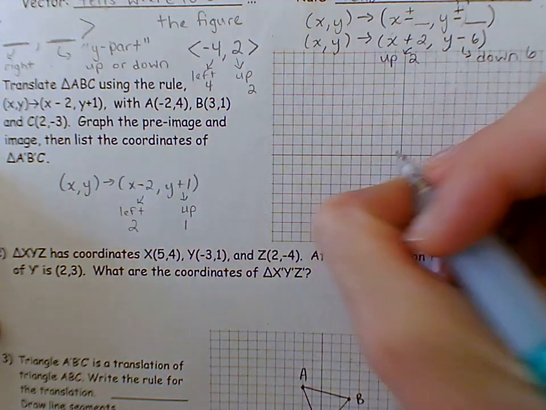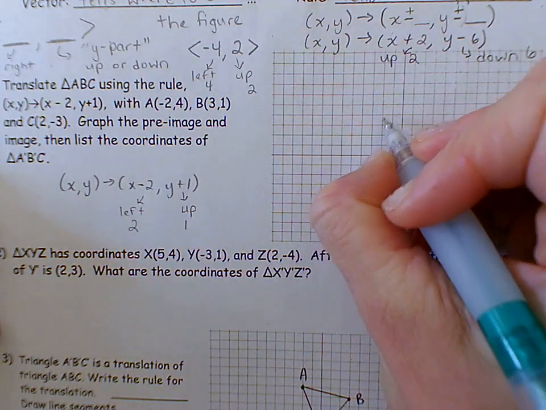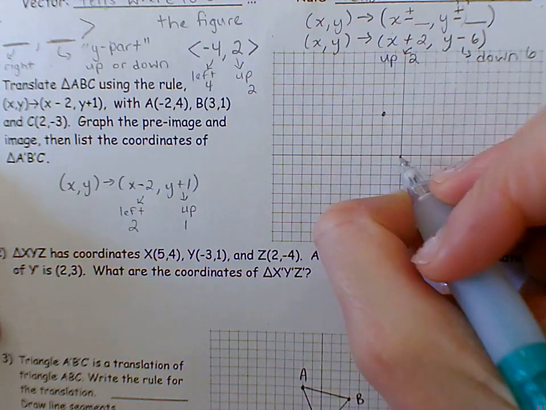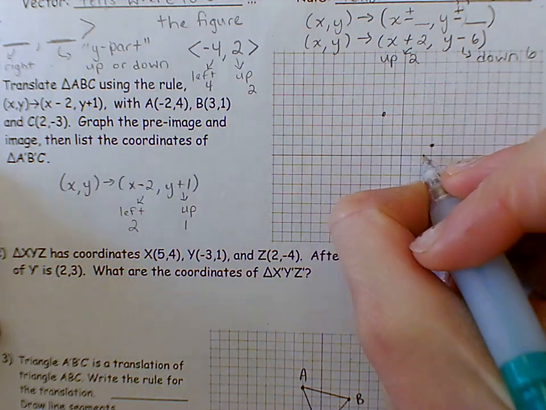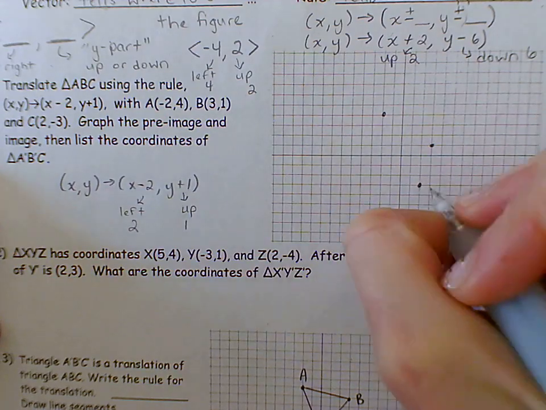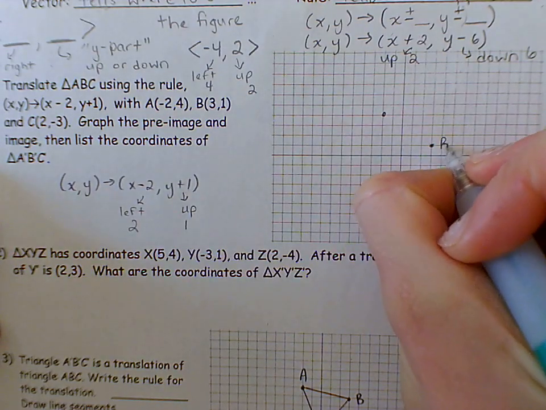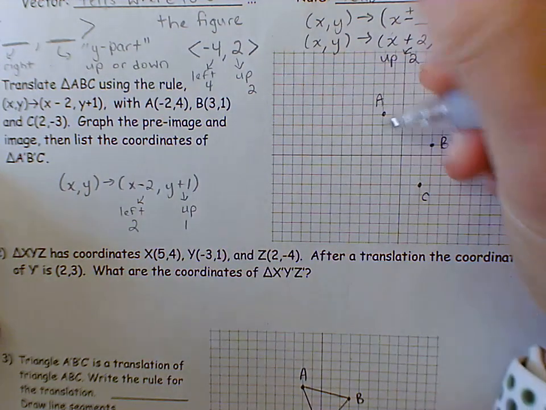So I'm going to graph the original figure, and then I'm going to do this to each of those points. So we've got an A at -2, 4, right there. We've got a B at 3, 1. We've got C at 2, -3. So there's my original figure. And then we're going to connect them.